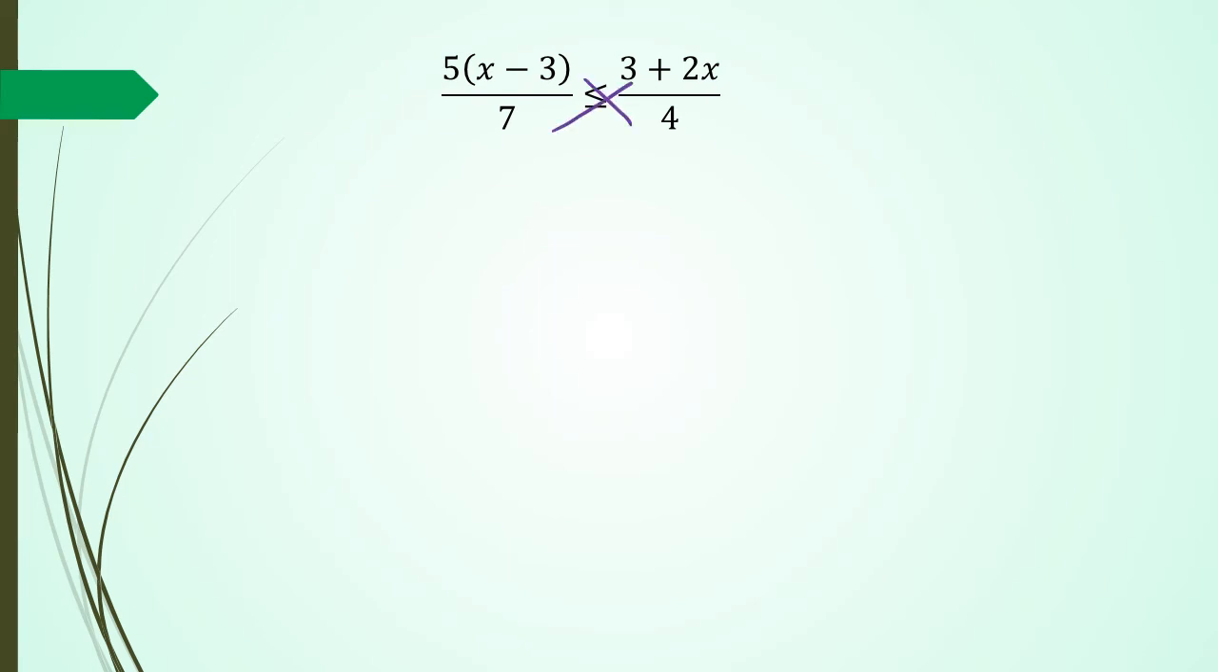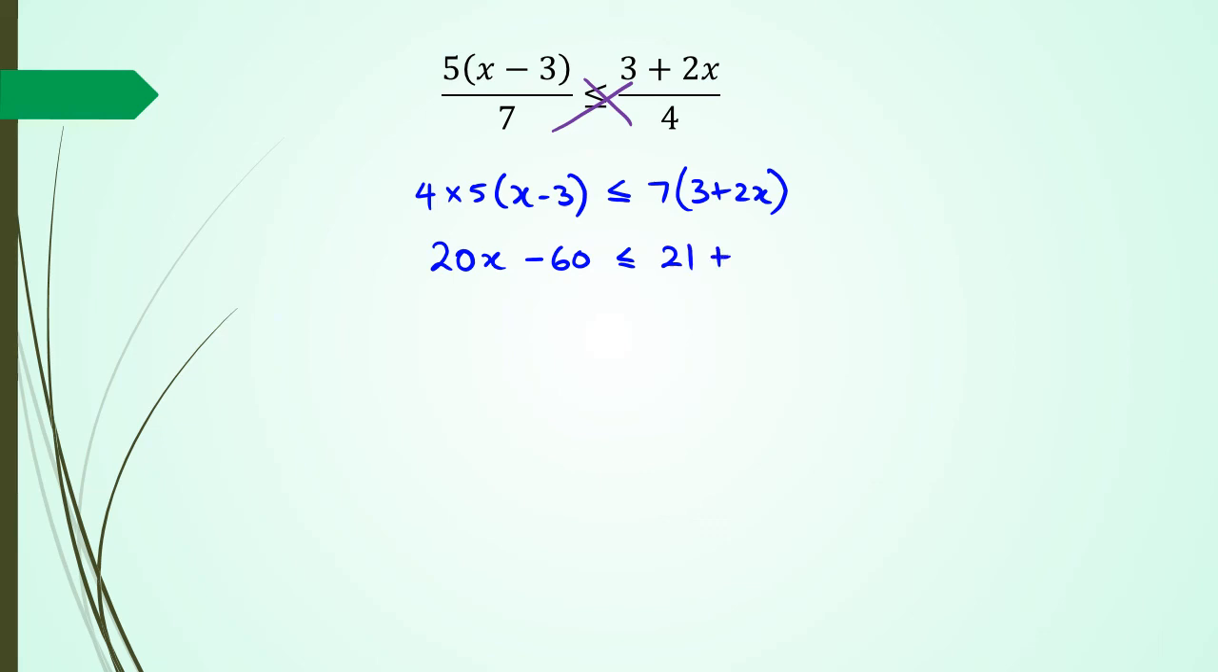Cross multiplying the two of them, we're going to get 4 times 5 times x minus 3 is less than or equal to 7 times 3 plus 2x. Expanding the brackets, 4 times 5 times x, that's 20x. Just doing that in one step, guys. 4 times 5 minus 3 is going to be 20 and negative 3. That's negative 60 is less than or equal to 21 plus 14x.